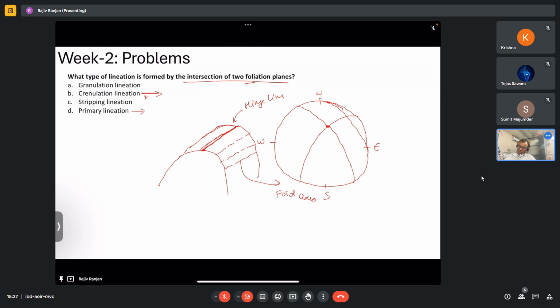So the question is saying that if you intersect two foliation planes, what will form? Crenulation lineation is something which is formed when there is a generation of folds, meaning generations of deformations. So suppose you have two sets of deformations, for example S0, S1 and S2. So you have S0 as primary bedding or primary foliation.